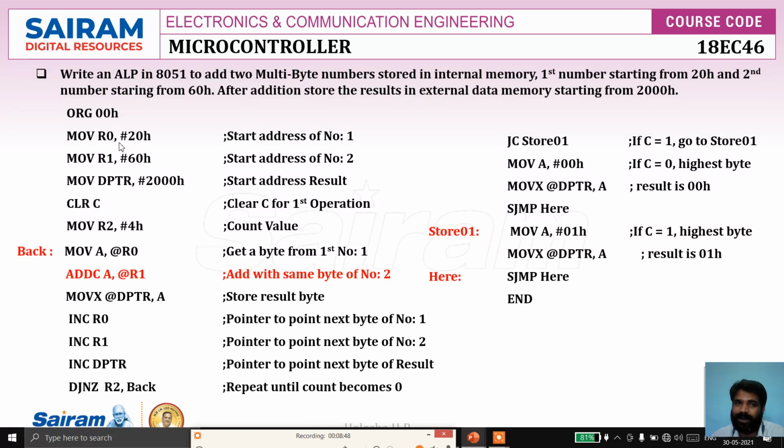So this is the complete program. First the initialization: R0 to point to start address of number 1, R1 to point to start address of number 2, DPTR to point to start address of result. For first operation, clear carry, and this is the count value. Get the byte from first number, add with the second number, store the result, increment the pointers, and repeat this until count value becomes 0. After that, check carry from the most significant byte operation. If carry, go to store 1, which stores the most significant byte of result, that is 01, to the location pointed by DPTR. Otherwise, it stores 0. This is the program. So this is an efficient way of writing the program for multi-byte operations.